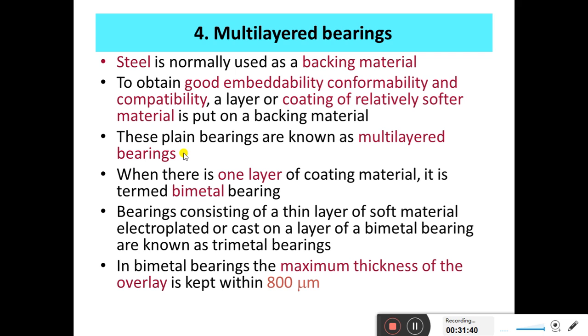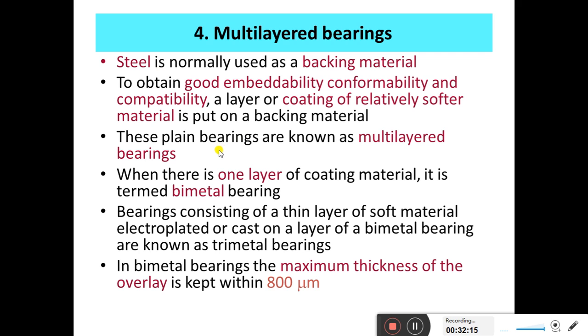Here steel is normally used as a backing, or else it is also called a primary metal. And why do we use this process? Just to enhance the properties of the backing material, like embeddability and whatever properties we discussed. Those properties can be increased. How? By coating one material on a backing material.